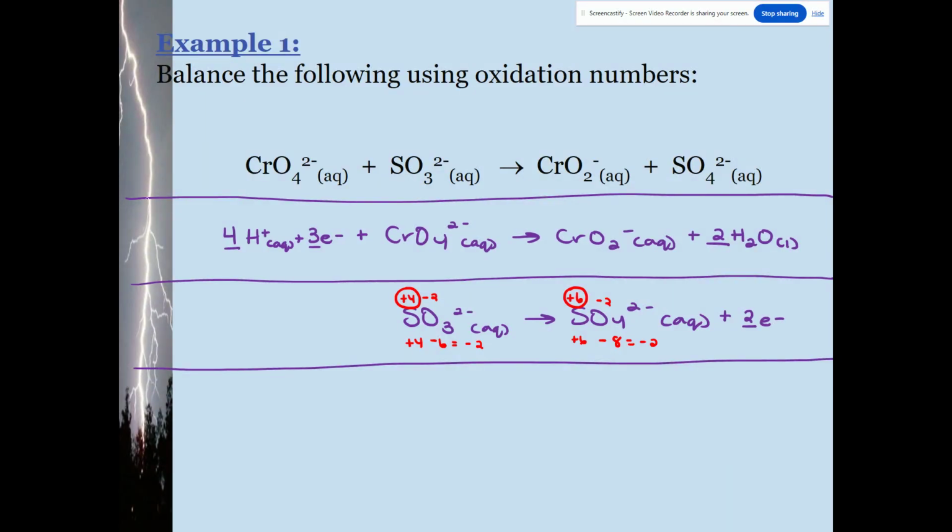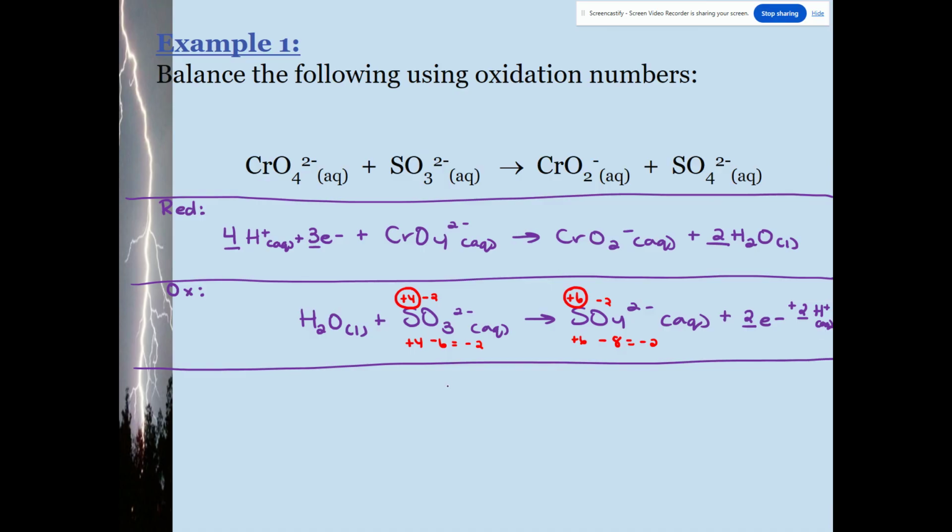Okay, I should always have 1 half reaction as reduction, 1 half reaction as oxidation, right? One's gaining electrons, one's losing electrons. Now I need a water on my reactant side because I was short one oxygen. And that's going to mean I need 2 hydrogens on the product side. I'm kind of running out of space here. Okay?